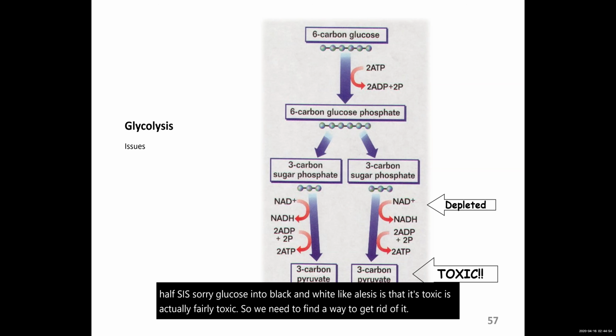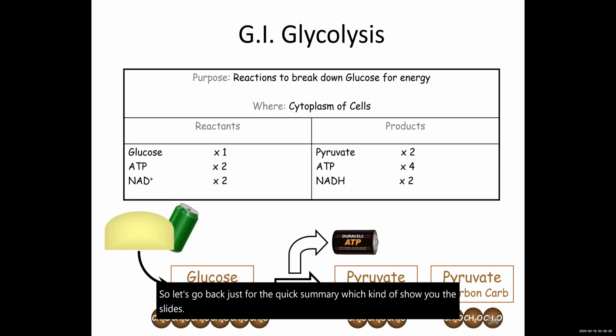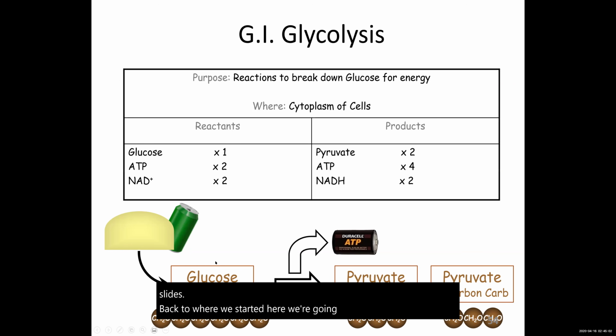So let's go back just for the quick summary. Let me show you the slides. Back to where we started here. We're going to take a 6-carbon sugar, break it in half through several reactions into 2 pyruvates, and use up some energy carriers to make more. So we used up some NADs and some ATPs to make 4 ATPs. But the problem with this is that those pyruvates happen to be toxic. So we need to figure out a way to get rid of them fast.